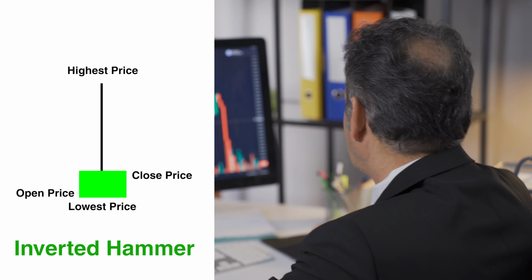You also need to avoid overtrading. Just because you learn this pattern doesn't mean you should take every inverted hammer you see. Be selective. Quality over quantity. One high probability trade is better than 10 random trades.